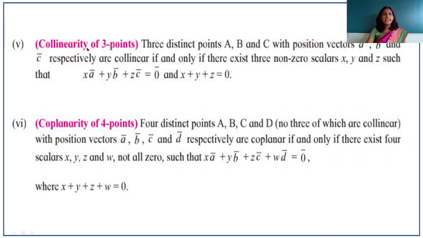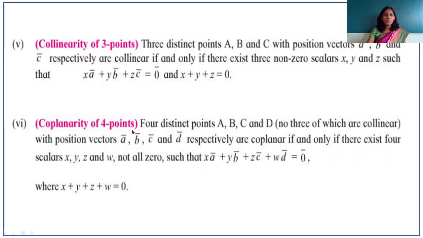This note is collinearity of 3 points. Suppose A, B, C are 3 points and their position vectors are A bar, B bar, and C bar. They are collinear if and only if x A bar plus y B bar plus z C bar is equal to 0 bar, where x plus y plus z is equal to 0. This note is very important for JEE. These two notes are important for JEE and CET examination. Remember these two notes: x A bar plus y B bar plus z C bar is equal to 0 bar, and x plus y plus z is equal to 0. Then these points are collinear.